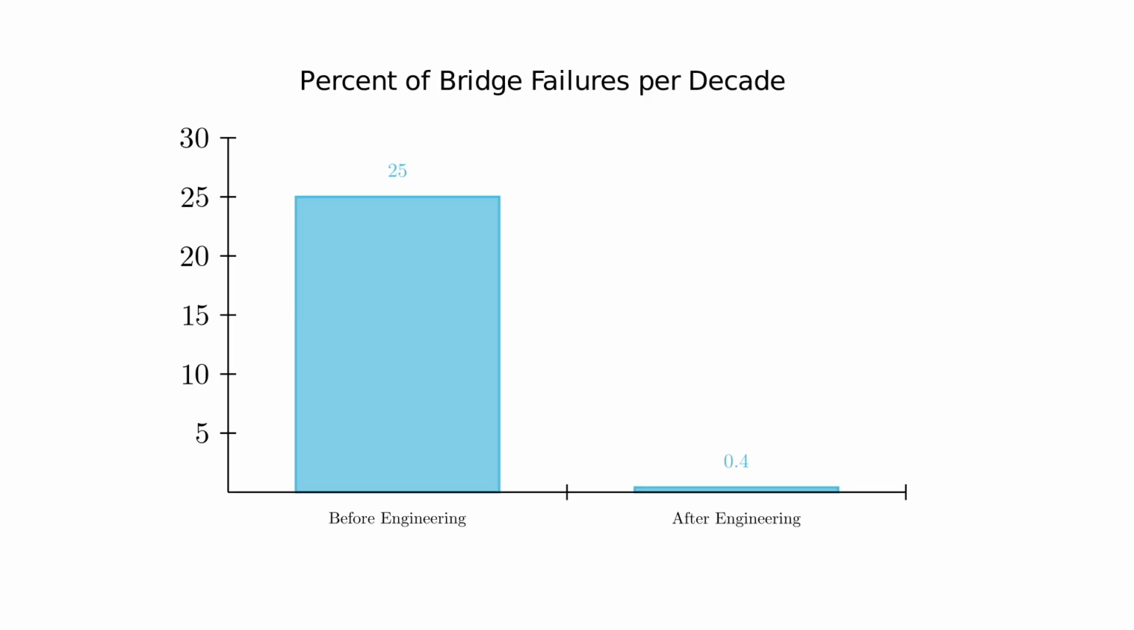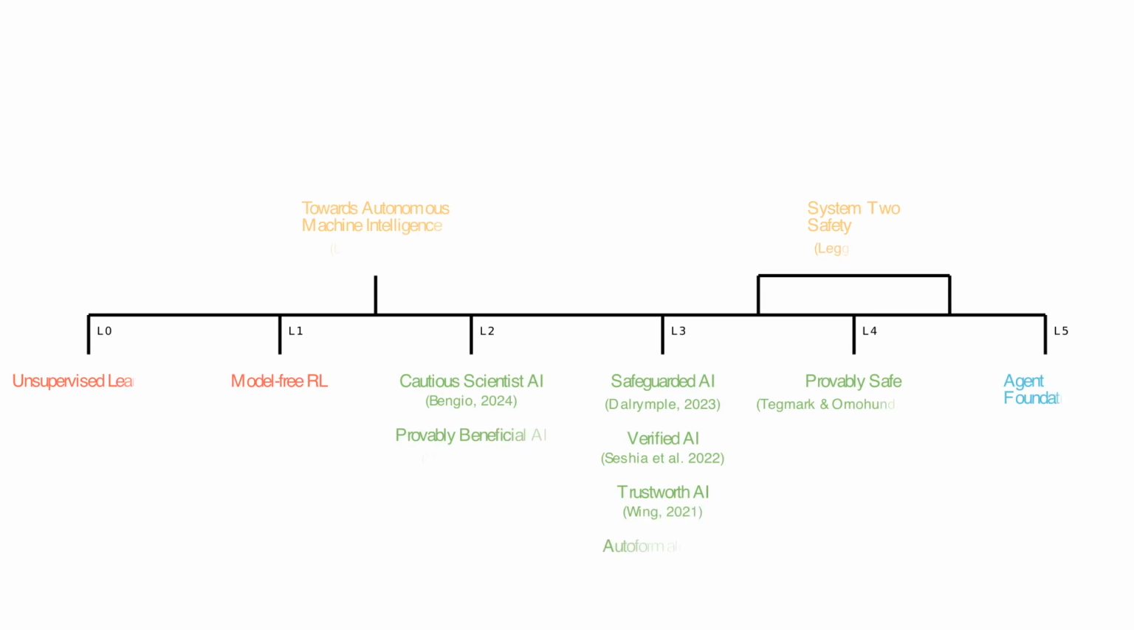In addition to proposing the Guaranteed Safe AI framework, the authors also created a safety spectrum for each component and mapped existing approaches onto each spectrum.